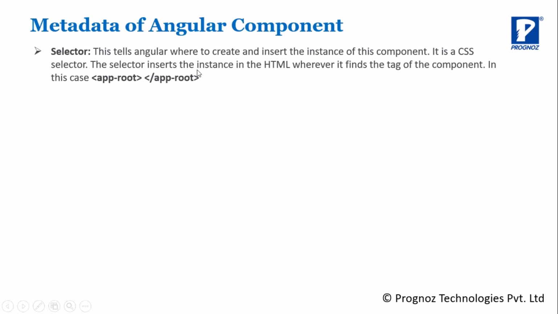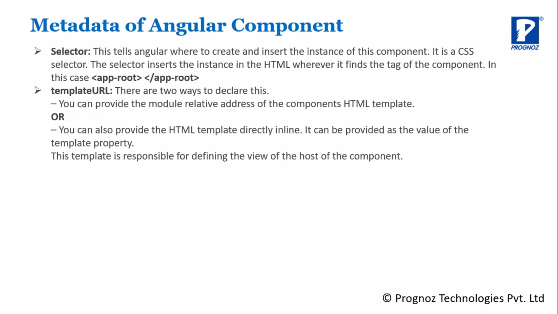The selector inserts the instance in the HTML. So whenever we create a selector, where do we present it? We are presenting it inside the template, and template is nothing but the HTML file. So inside the HTML file we have to define the selector name. And by default each and every component has one default selector, that is nothing but app-root. And the selector we have to represent as an element, with angle brackets we need to represent the selector.